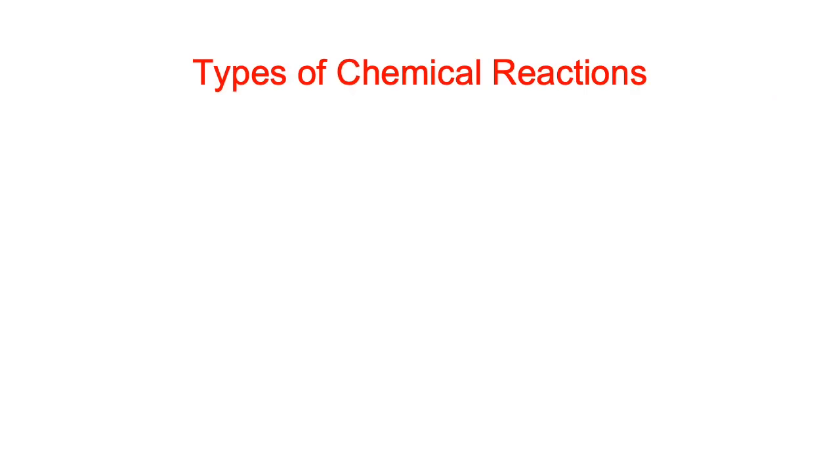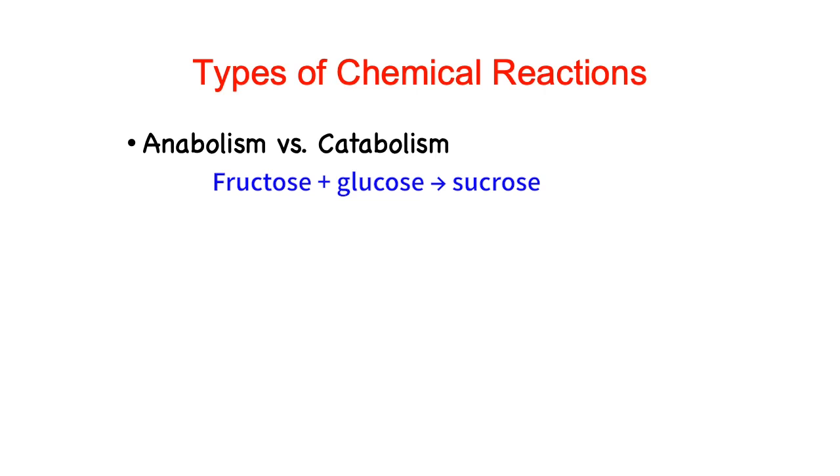There are different types of chemical reactions. Anabolism involves taking smaller molecules and combining them to make larger molecules. Catabolism is taking larger molecules and breaking them down into smaller molecules. For example, when fructose and glucose combine to make sucrose, that is anabolism. If you take the sucrose and break it back down into glucose and fructose, that's catabolism.